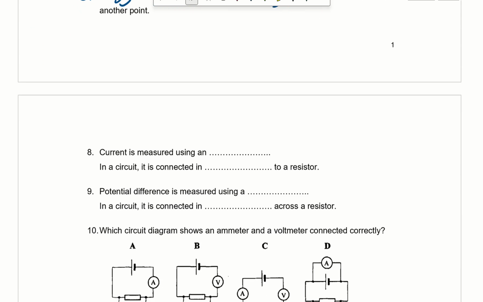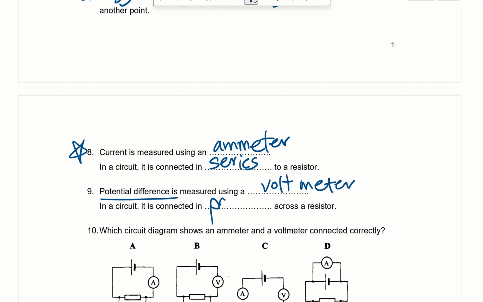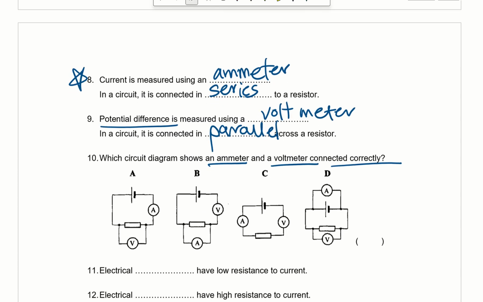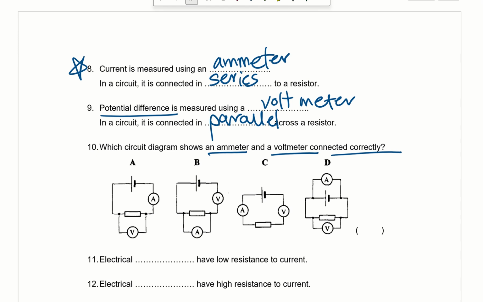Current is measured using an ammeter. In a circuit, it is connected in series. This is very important. Potential difference or voltage is measured using a voltmeter. It is connected in parallel. Now, which diagram shows an ammeter and a voltmeter connected correctly? Remember, ammeter must be connected in series. So in this case, the ammeter is connected in series. This is in parallel. This is in series.